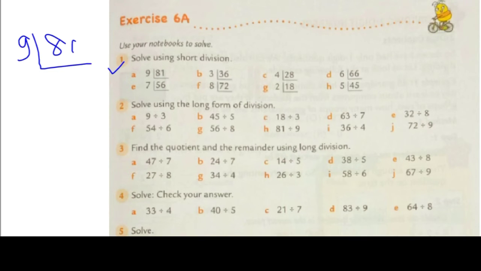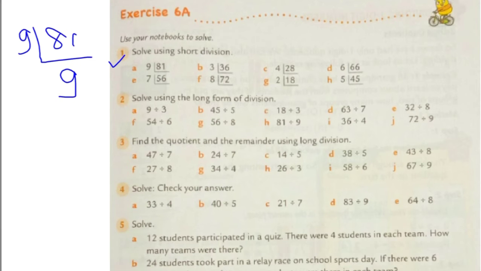So 9 nines are 81. Those who know the table of 9 can do it fast. So 9 nines are 81. We have to solve like this. And here our quotient is 9. Okay, let's see question number D.